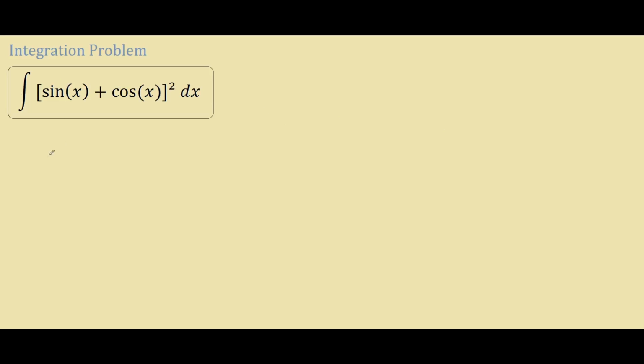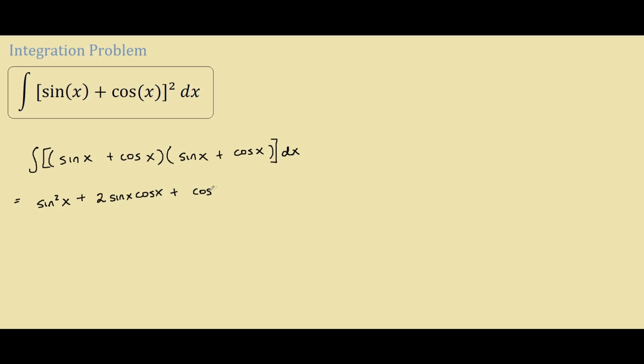So we expand it out. If you multiply sine x by sine x, you get sine squared x. Then you have sine x times cos x plus sine x times cos x, so you have plus 2 sine x cos x. Then you have cos x times cos x, which is cosine squared x. Oh, by the way, this is the integral dx.